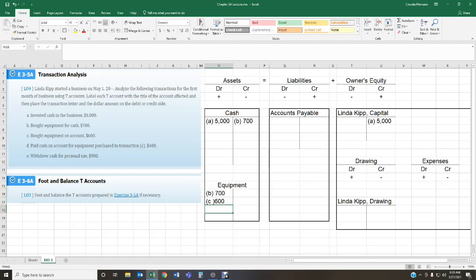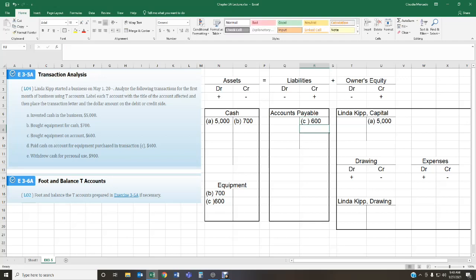Okay. How did you pay for your equipment? It says on account. If it's on account, it means you owe the money. If you owe the money, that means it's a liability. Okay? So your liabilities are increasing. Why is the liability increasing? Because you owe someone more money. So as your liabilities increase, you will be crediting your liability account, which is accounts payable in this case. So for letter C, your liability accounts payable is going to be increased by crediting it $600.